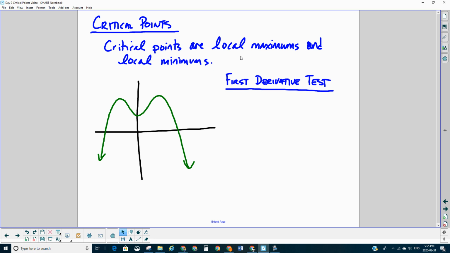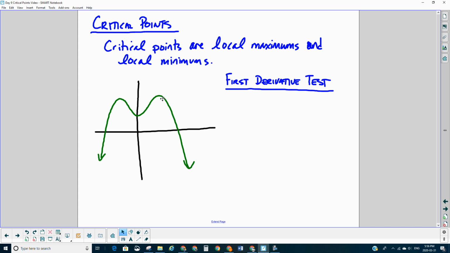So the critical points are local maximums and local minimums. We know we can find them by doing the first derivative test, taking the first derivative of these functions. So we're going to do an example on a polynomial function right now. Most of the examples we're going to do today are polynomials just because the equations will be a little bit easier to calculate as we get used to the process. But then tomorrow we'll be actually using the first derivative test on rational functions, more complicated situations.